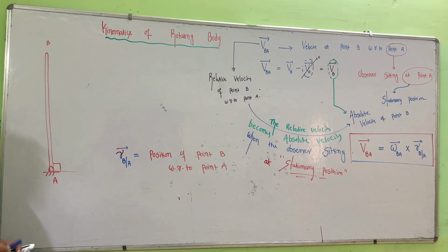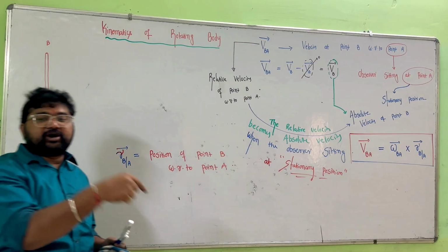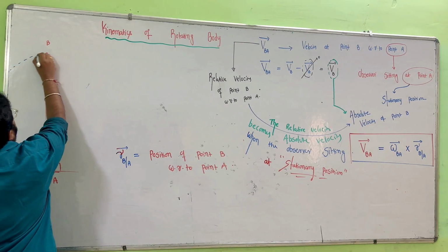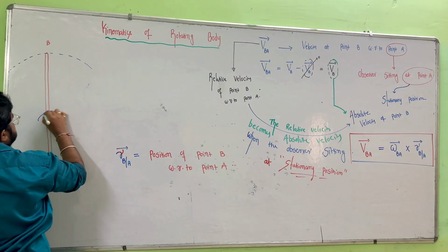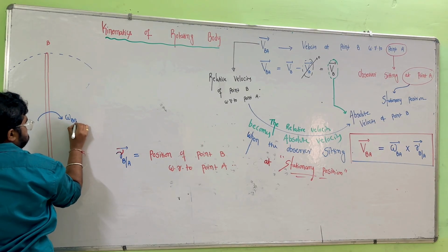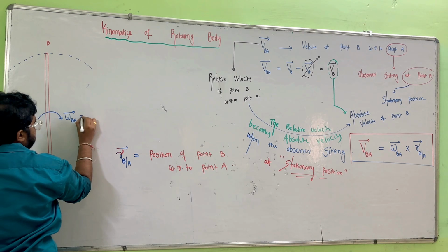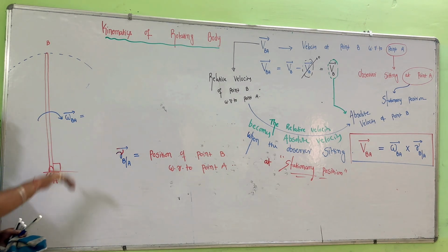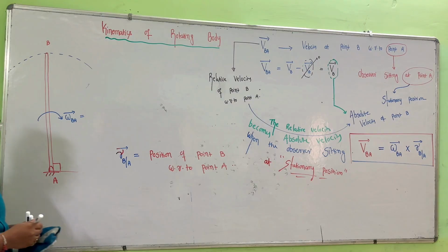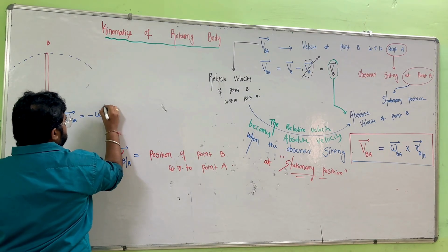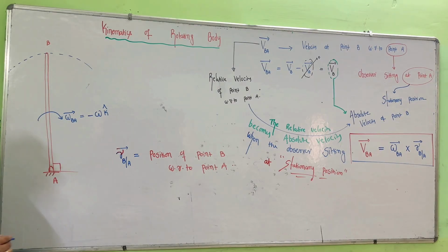Okay now. At this particular instant of time, what is the direction of velocity of point B with respect to point A? See this. At this particular instant of time, omega BA equal to how much? It's a vector. Positive or negative? Inward. That is minus omega k cap.